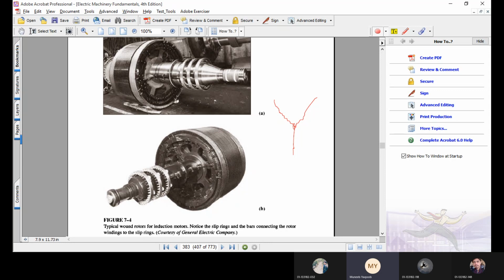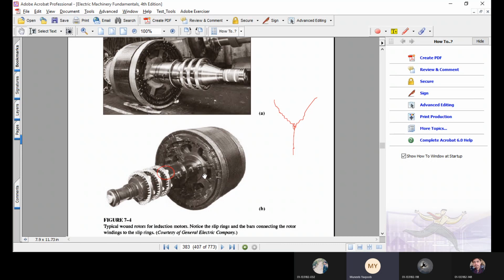For example, the first end is connected to this first short circuiting ring. The second end is connected to this short circuiting ring, and similarly the third end of the third winding will be connected with this short circuiting ring.